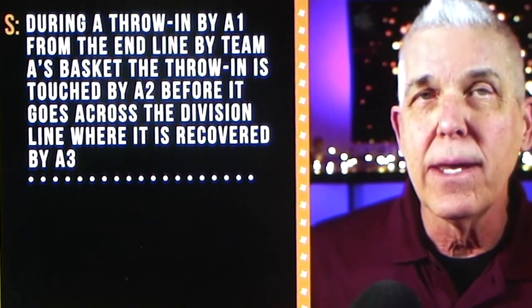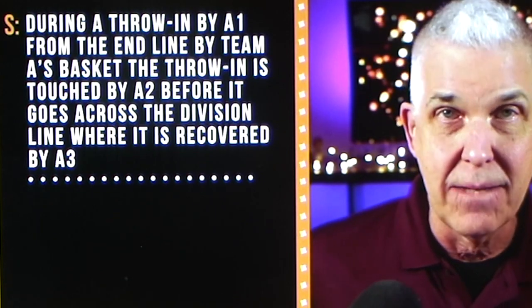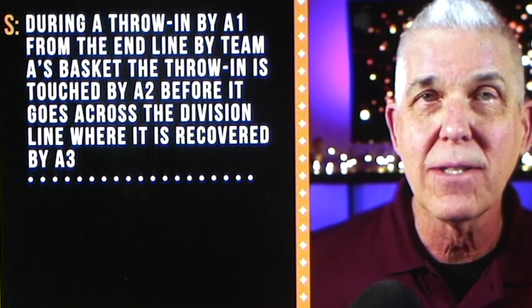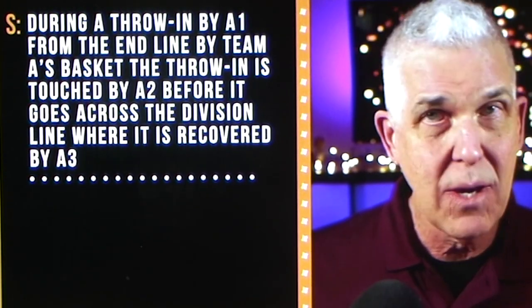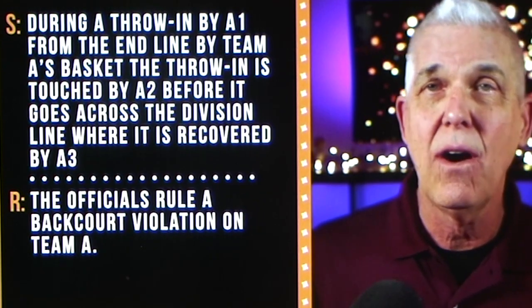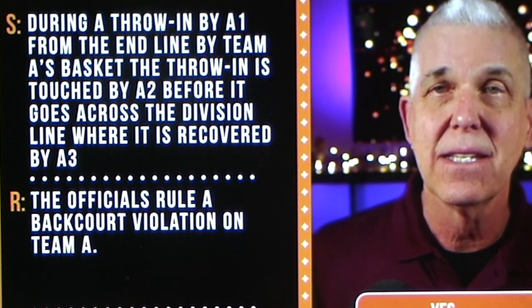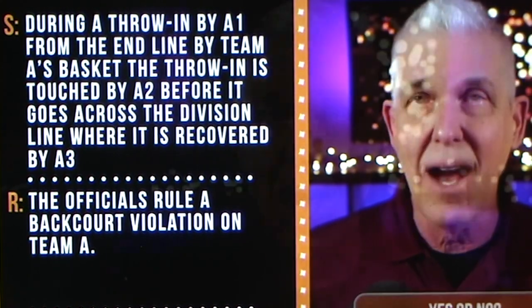During a throw-in by A1 from the end line by Team A's basket, the throw-in is touched by A2 before it goes across the division line, where it is recovered by A3. The officials rule a backcourt violation on Team A. Were the officials correct in this instance? Yes or no? This is a common play scenario.